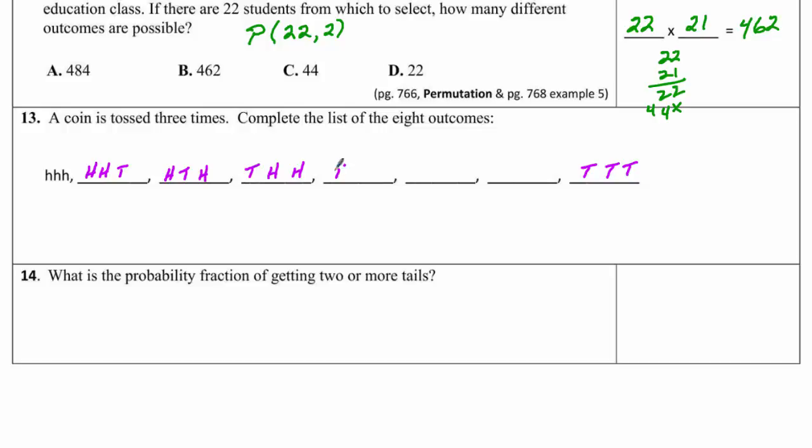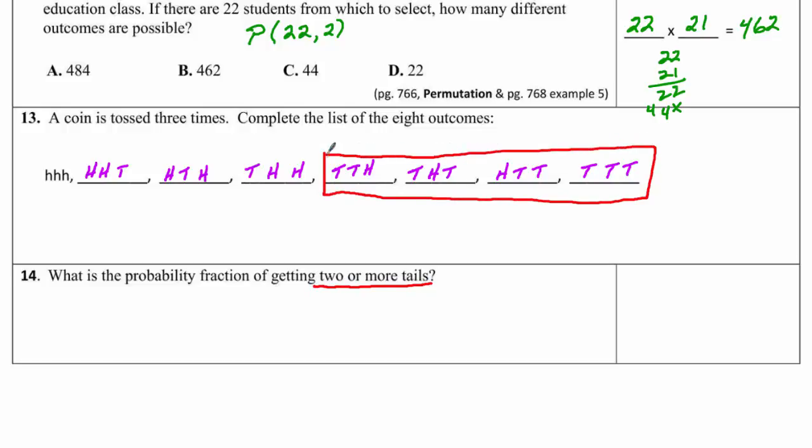Then I shift to the tails. So this will have 2 tails and a head, a tail, a head, and a tail. And the head, the tail, the tail. So this is all heads, all tails, all the things with 2 heads, all the things with 2 tails. What's the probability of getting 2 or more tails? That's the nice thing about organizing my list this way. Here are all the things that get you 2 or more tails. So you get 2 or more tails with half the list.